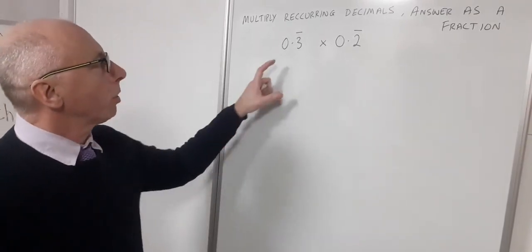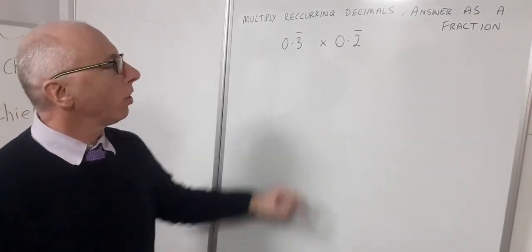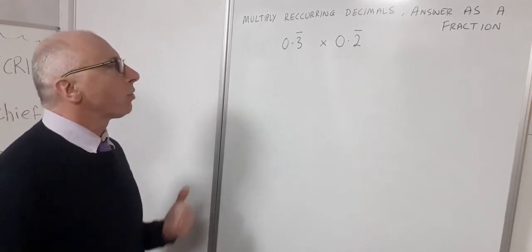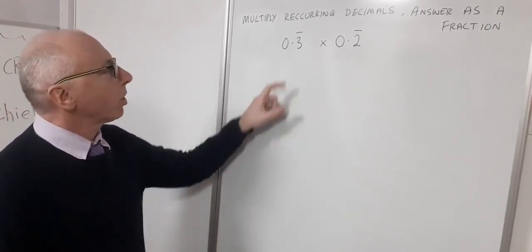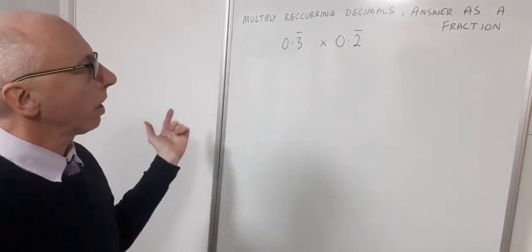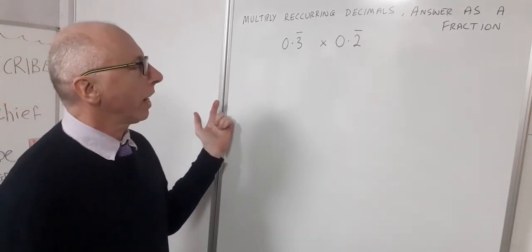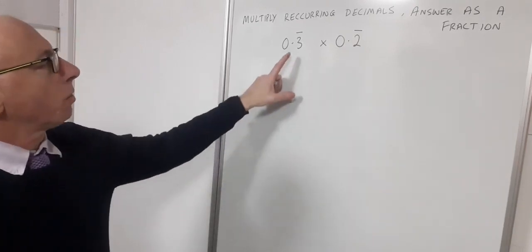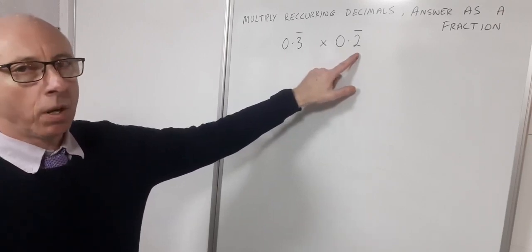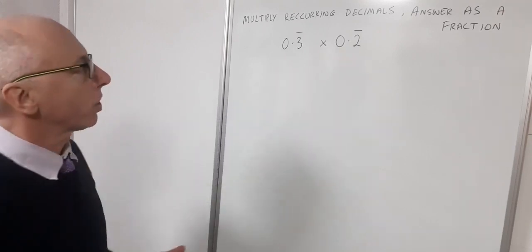Okay, so in this question we're going to try and multiply two recurring decimals together. So we need a little strategy to try and work this out, because we can't just multiply 0.3 by 0.2. That's just going to give us 0.6, which we know is not the answer. So what we need to try and do is solve each one first into a fraction.